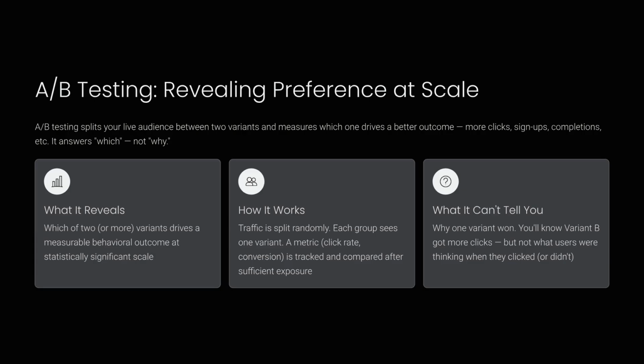In contrast, A/B testing is designed to reveal preferences at scale. By splitting a live audience into two groups, you can measure which variant drives a better outcome, though it won't tell you the why behind the results.